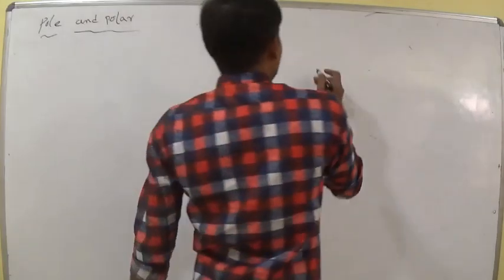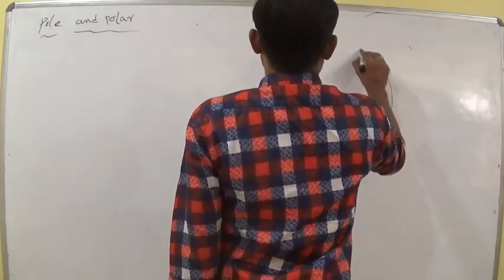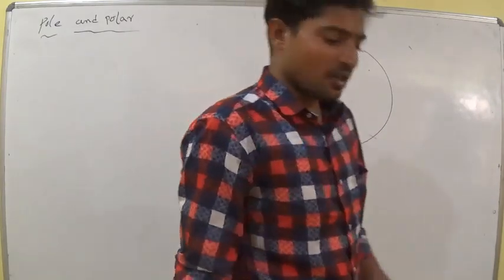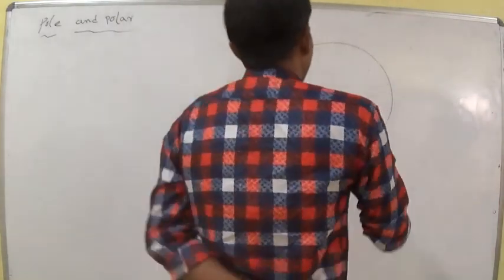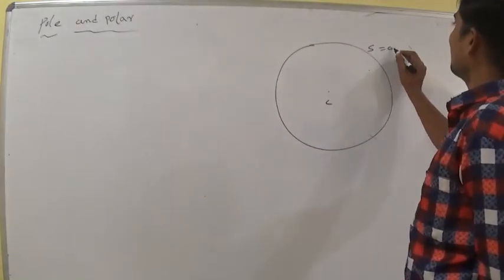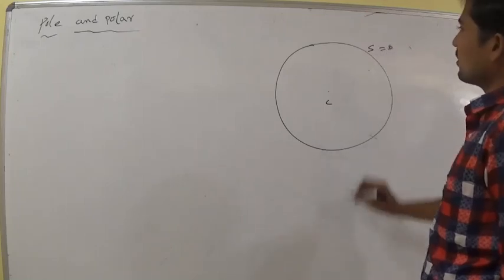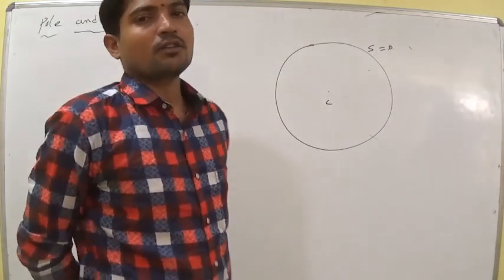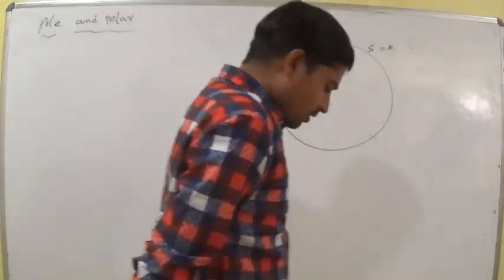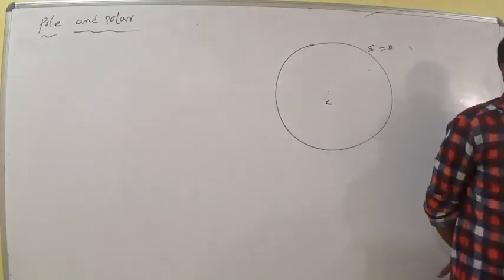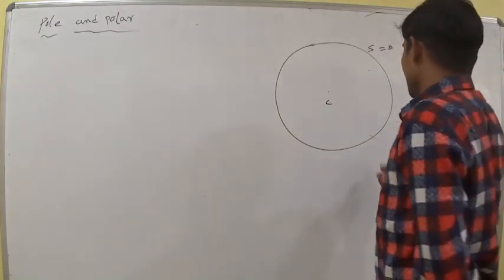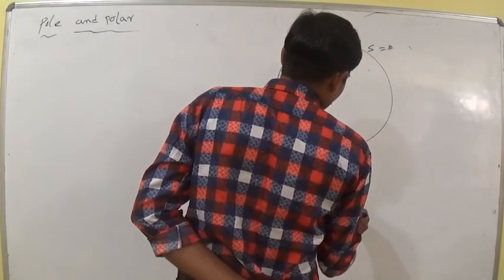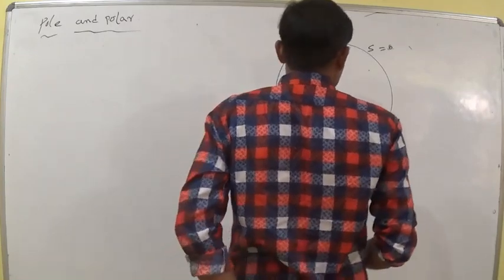Suppose a circle, we have a circle with center C. The general equation of a circle is S equal to 0. What is S here? S is x square plus y square plus 2gx plus 2fy plus c equal to 0. Then suppose P is a point, where the coordinates of P are x1, y1.